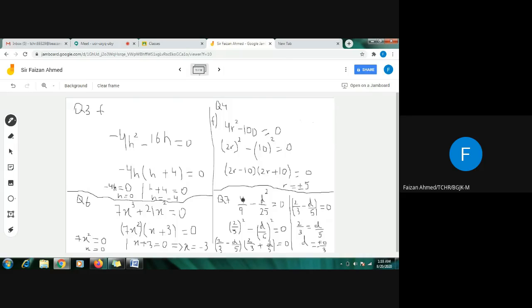In question number 7, we have 4 upon 9 minus d square upon 25 equals 0. And we can again apply the identity number 3. We know that this is also a square. 4 is the square of 2 and 9 is the square of 3, so we can write 2 upon 3 whole square. Then there's a negative sign, and then I know that the square of d is d square and the square of 5 is 25, so I can again write whole square. So this is my third identity. First, I will write it as negative 2 upon 3 minus d upon 5, and then I will write it as positive 2 upon 3 plus d upon 5 equals 0.